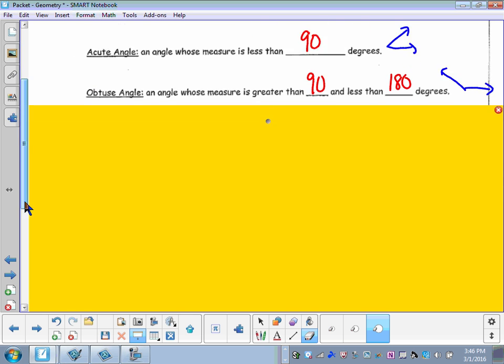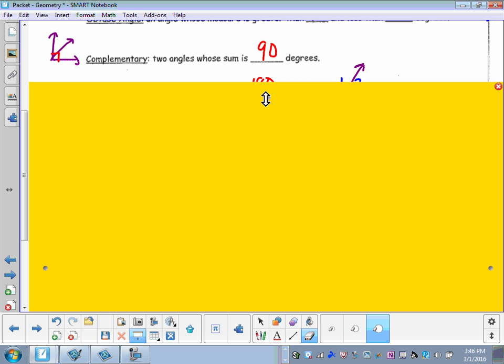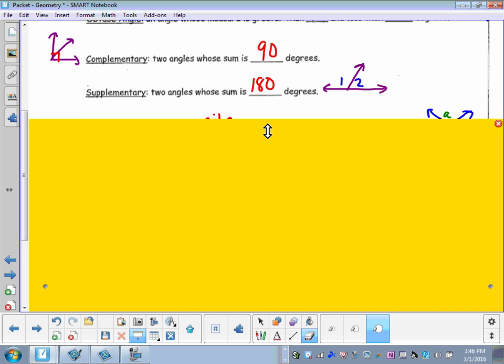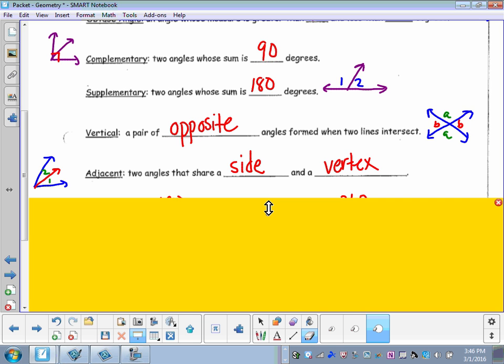We'll also be talking about angle relationships. And the four types we'll be talking about are complementary. Complementary angles are two angles whose sum is 90 degrees. Supplementary angles are two angles whose sum is 180 degrees. Vertical angles are a pair of opposite angles formed when two lines intersect. And adjacent angles are two angles that share a side and a vertex. So those are the four types of angle relationships we'll be working with.